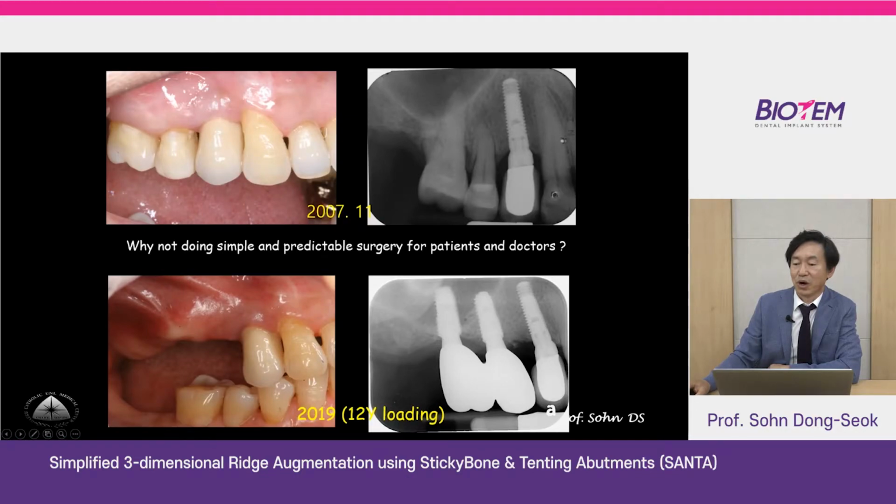This is 12 years of loading. You can see very, very minor marginal bone loss after 12 years of loading. Is it necessary? Is it essential to use the titanium mesh or block bone technique for 3D ridge augmentation, or the Lemus plate technique? I cannot agree with that.